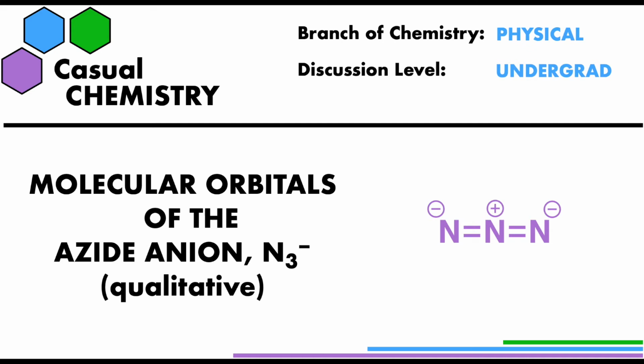Hi, today I'd like to set up a molecular orbital diagram for the N3- anion in a purely qualitative way, to illustrate some of the principles involved with setting up more complicated ideas of bonding and how molecular orbital theory can extend to multi-atom systems.